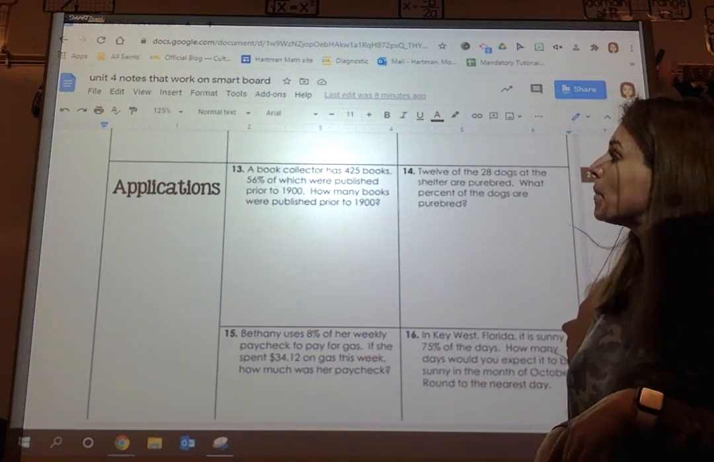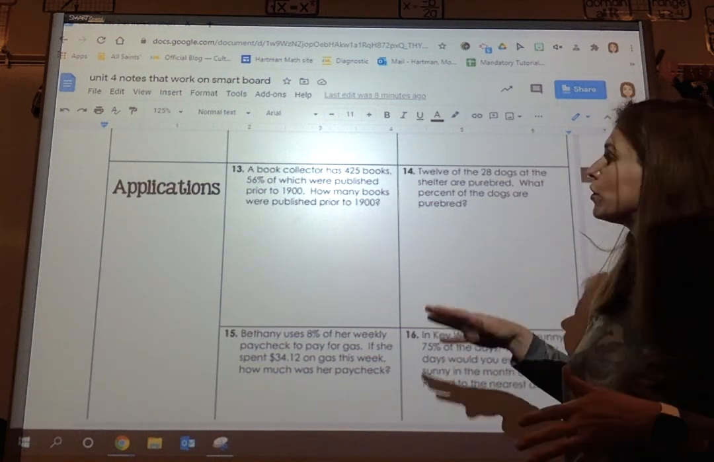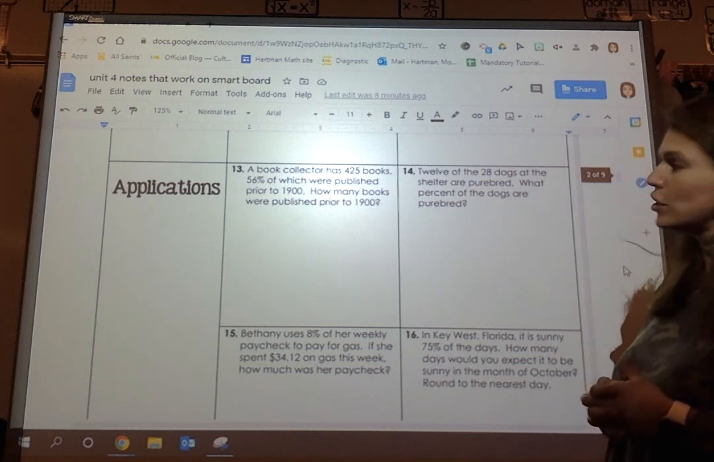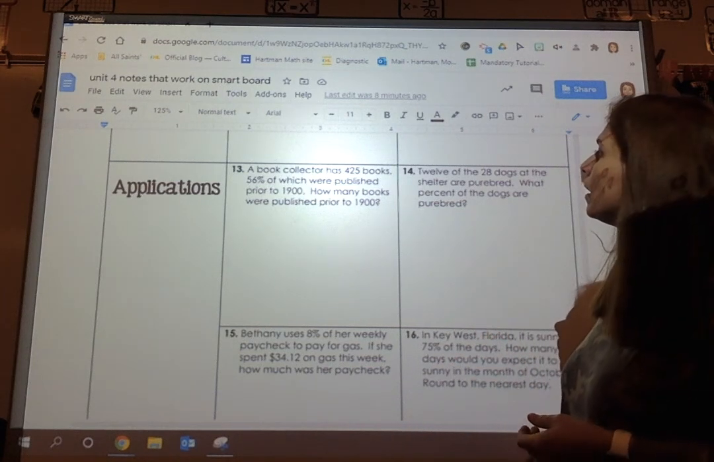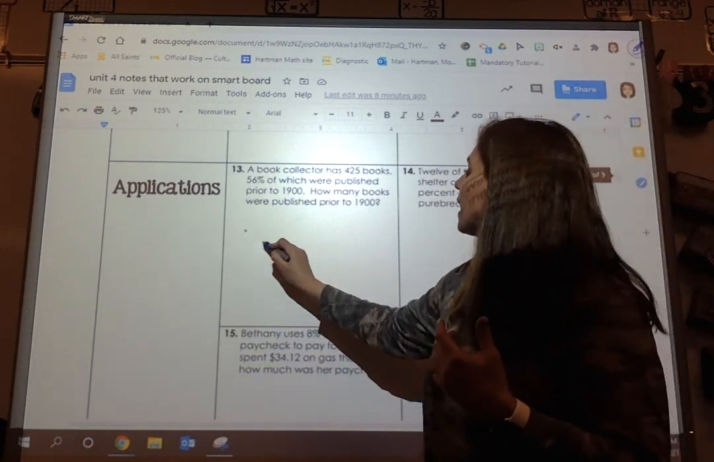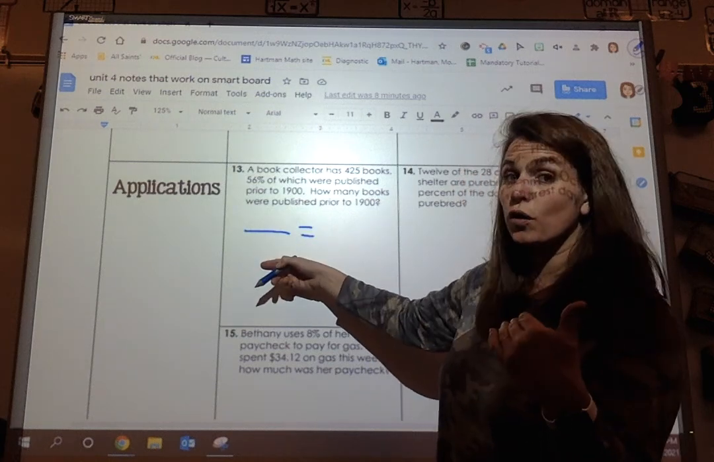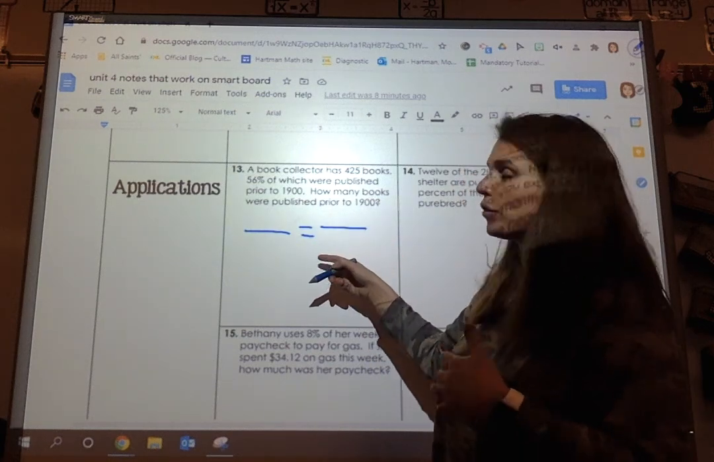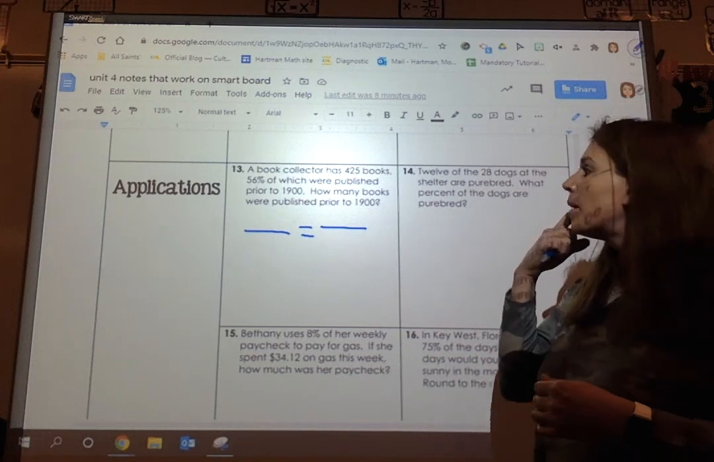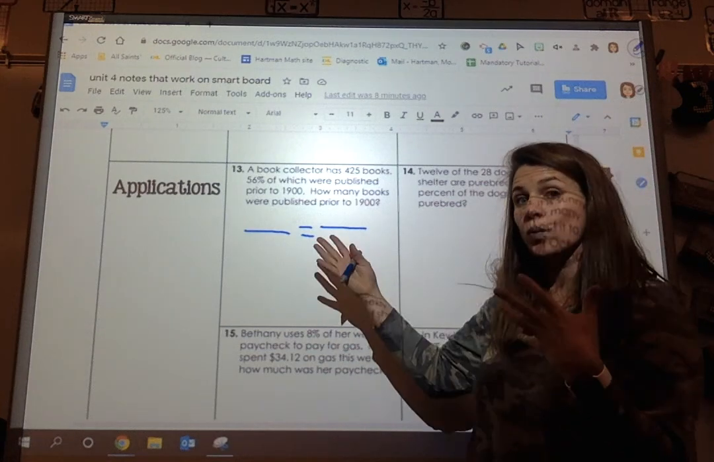To the percent proportion, let's take a look at some of the applications. How would we use it in real life? It's still going to be the same: is over of, part over whole, is percent over 100. That doesn't change that proportion. But where do I plug everything in if I have a word problem?